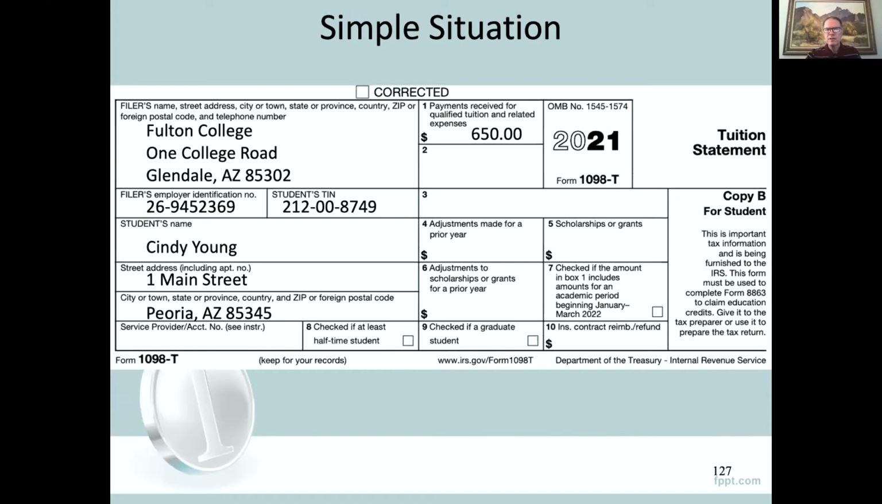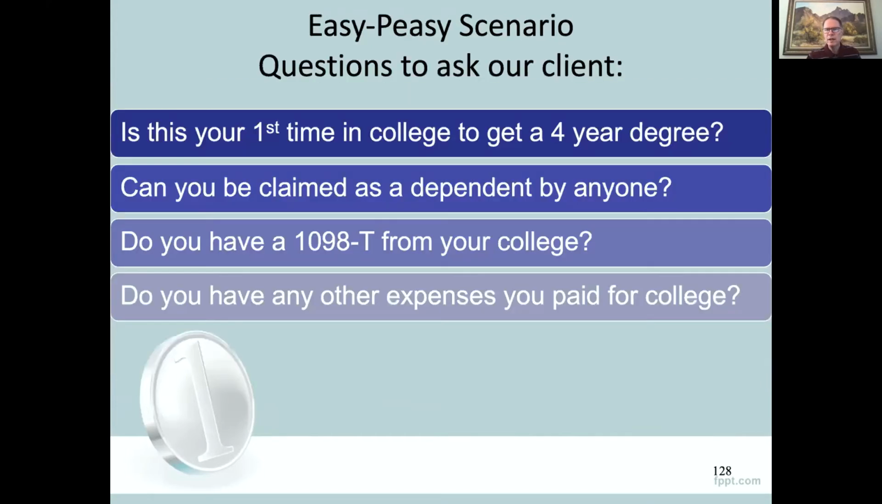So once again, here's that 1098-T. When we see that, these are the questions we want to ask our client. Is this your first time in college to get a 4-year degree? If it is yes, we're going for the American Opportunity Credit. Can you be claimed as a dependent by anyone? If it's yes, no, you don't get the credit. If it's no, woohoo, you get the credit.